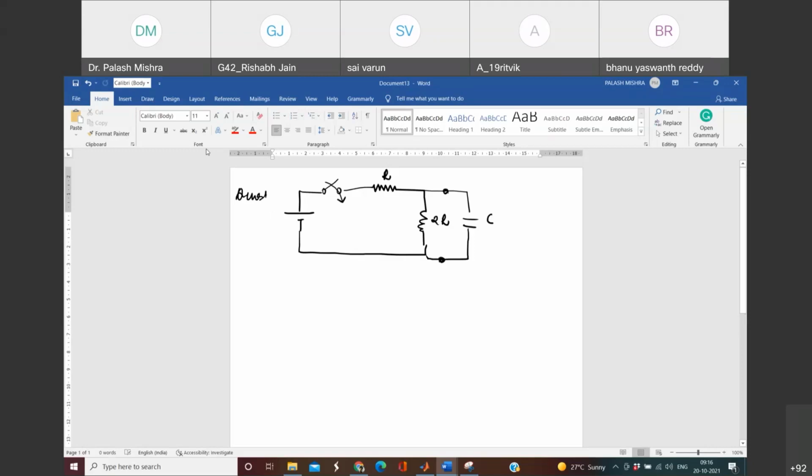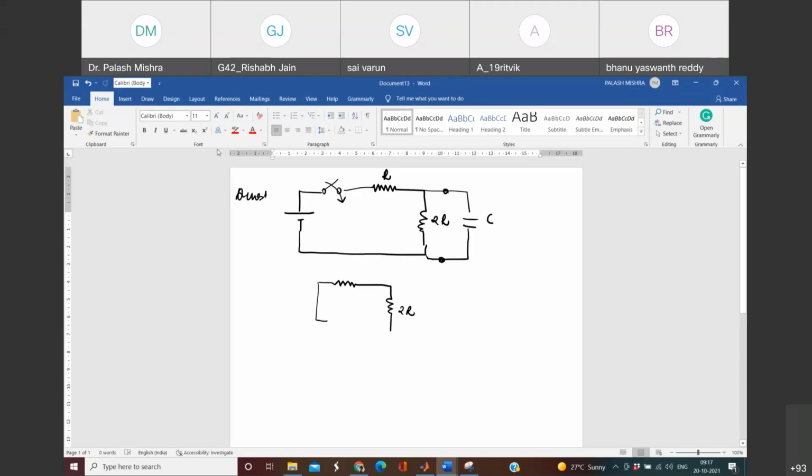What I have told you, for finding the time constant, you just deactivate all the sources, right? So for deactivating the voltage source, what will you do? Should it be short circuited or open circuited? Short circuited. You just short circuit this source. So that will be something like this.